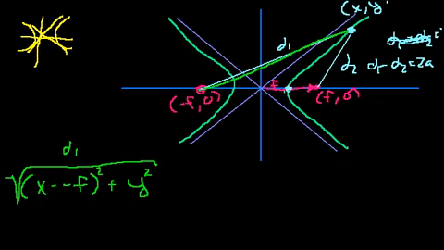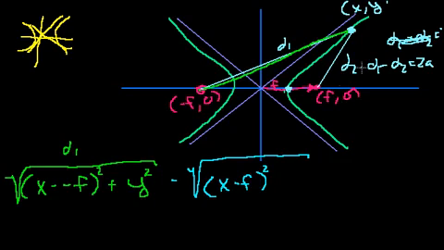d1. And we want to subtract from that d2. The difference of the distances, and in this case d1 is definitely bigger than d2. Oh, you could take the absolute value if you didn't want to worry about that. And so here we get the square root of (x minus f) squared plus y squared. And what does that equal to? Well, we said that equals 2a. That equals this distance right here. So that is equal to 2a.